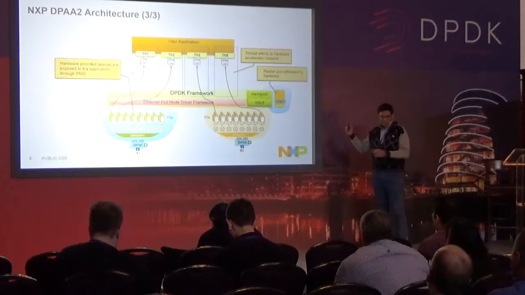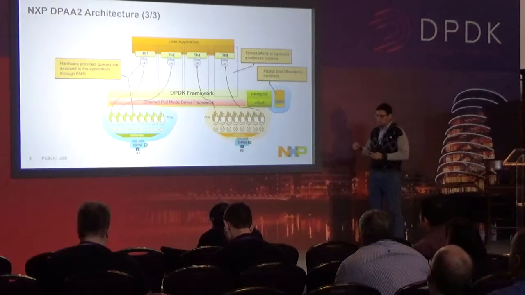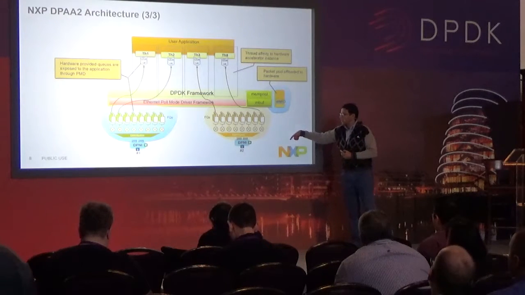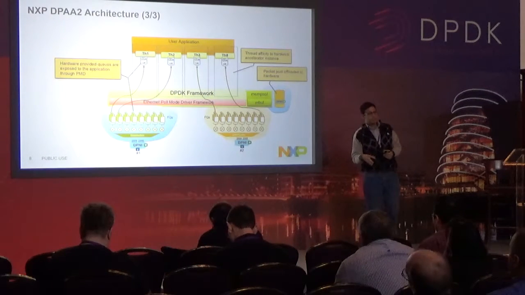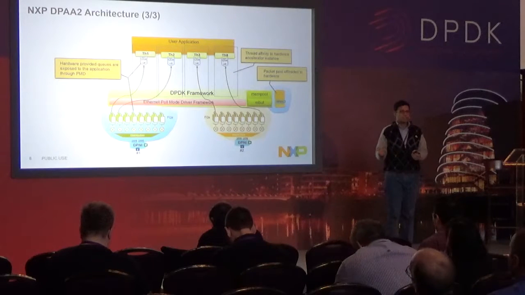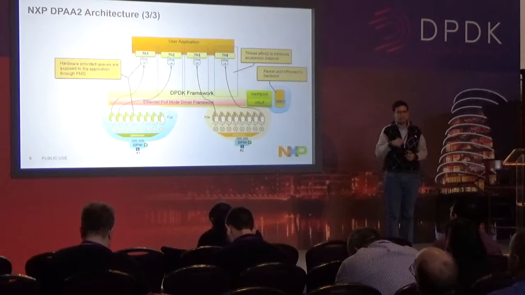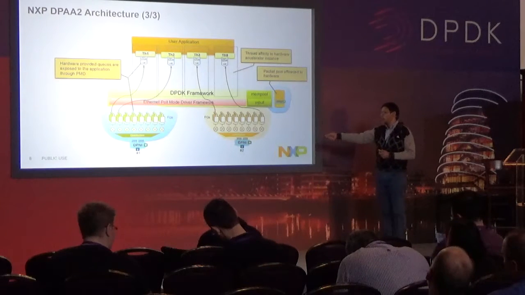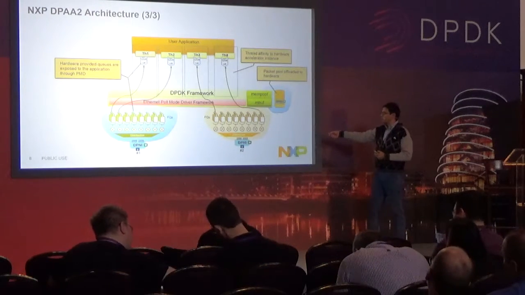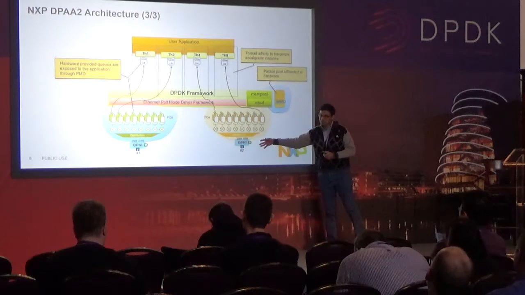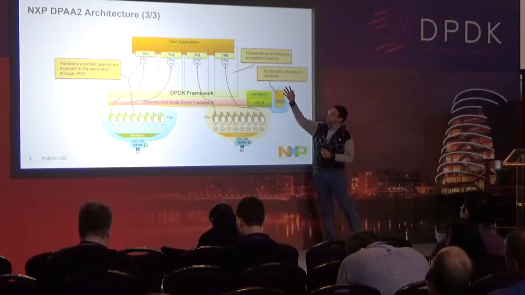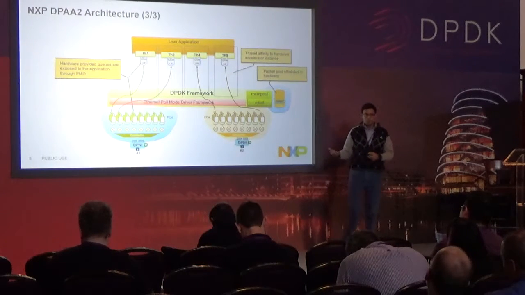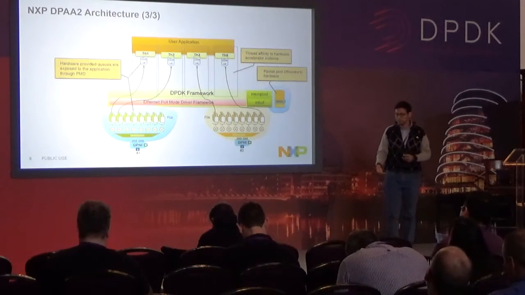Again, this is the same view, just from a different angle. What is of interest here, if you notice, are the DPBP and DPNI. The DPAA2 architecture per se exposes a lot of objects, DP-star objects, I should say, the data path star objects. Two of them, that is the data path buffer pool and the data path network interface, are of interest. The network interface exposes the queues which can be directly accessed by the applications, and the buffer pool is the offload pool which we are talking about.